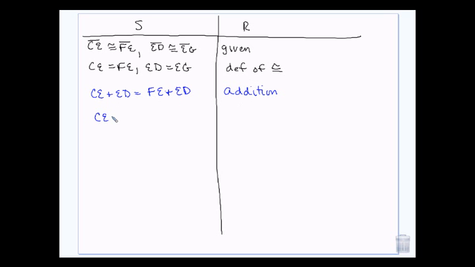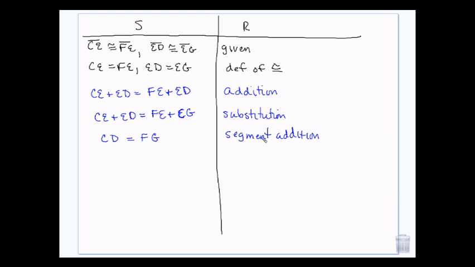And then I can say, ED and EG are the same, so I can take ED out and put EG in, and that's substitution. Okay, and CE plus ED is equal to CD, and FE plus EG is equal to FG. That's segment addition. Does that make sense so far? So I add ED to both sides, I take ED out and put EG in, add the pieces together, get the big bits, and since they were equal, they're congruent.